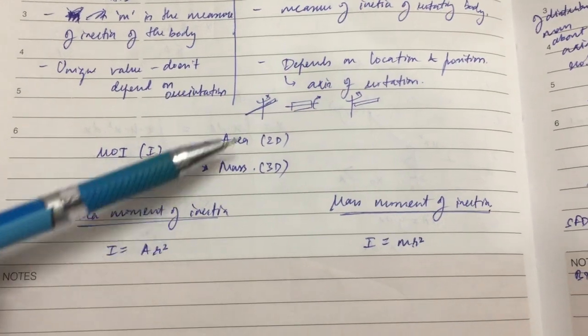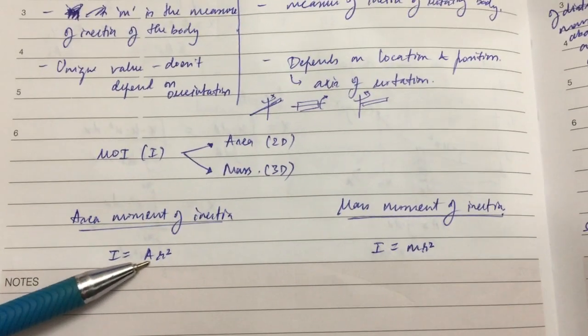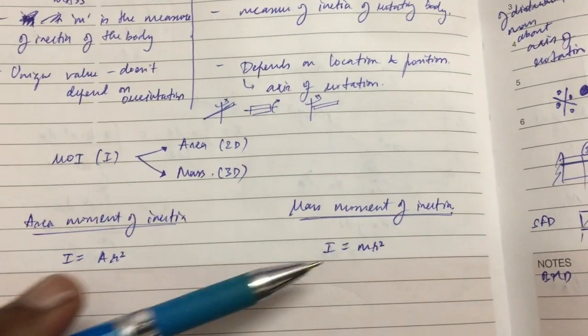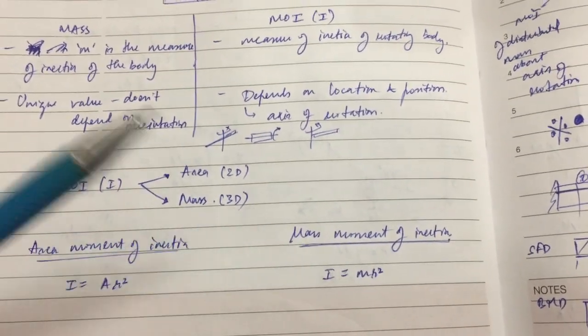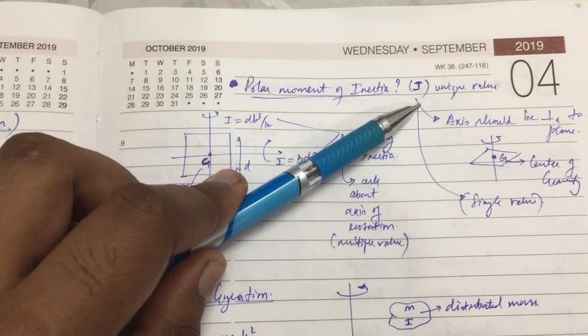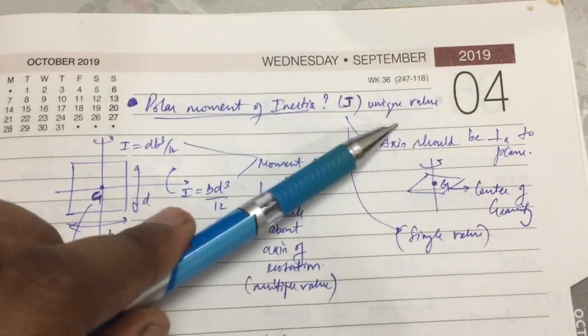In moment of inertia there are two types: area moment of inertia and mass moment of inertia. Area is in 2D and mass is in 3D. So I is equal to A r square, and I is equal to M r square. It depends upon the body type, body area, and how the rotation is applied. Next is the polar moment of inertia, whose symbol is J, and it is a unique value.